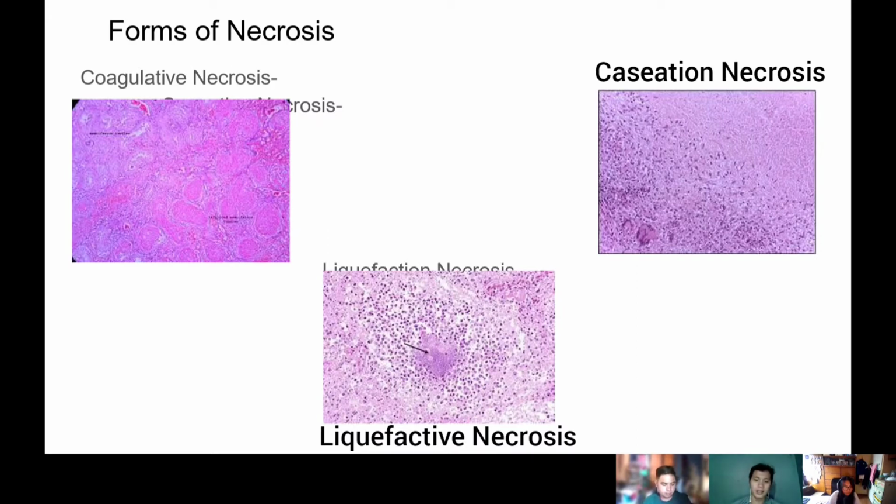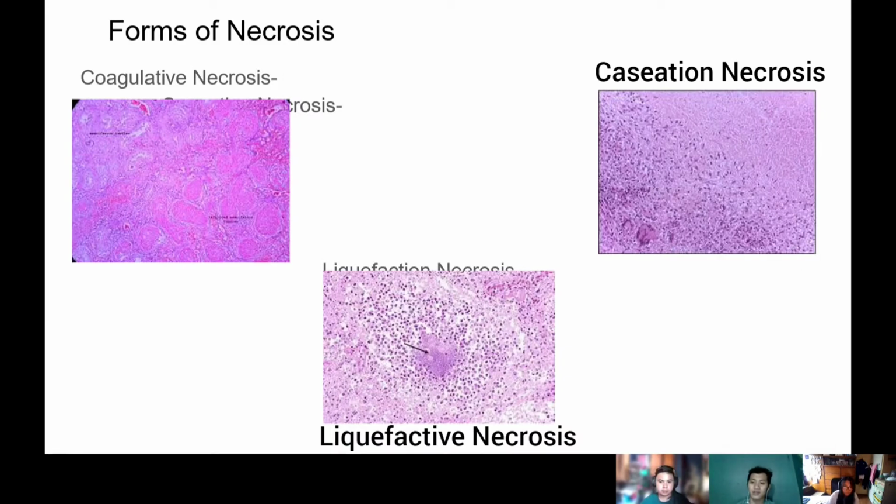Next is the caseation necrosis. In caseation necrosis, the dead tissue is converted to a cream cheese texture, hence the name; caseous means cheesy. This type of necrosis is usually associated with chronic bacterial infections such as tuberculosis, and is due to the presence of special fats in the bacterial wall which prevent liquefaction taking place.